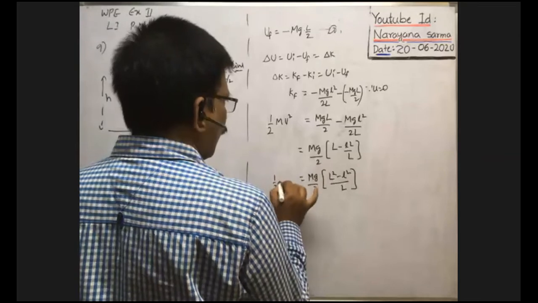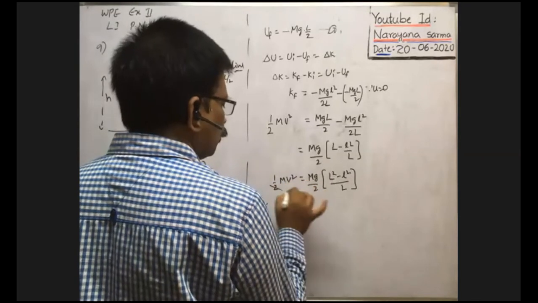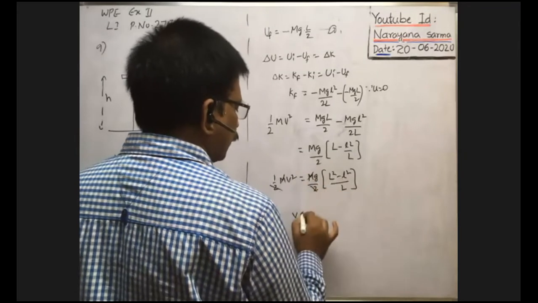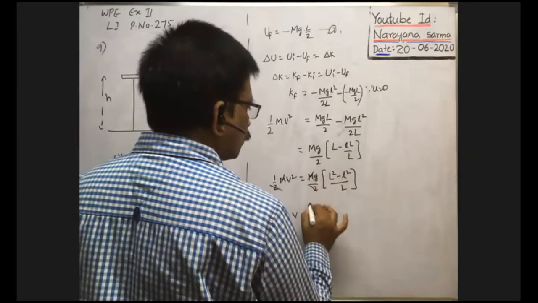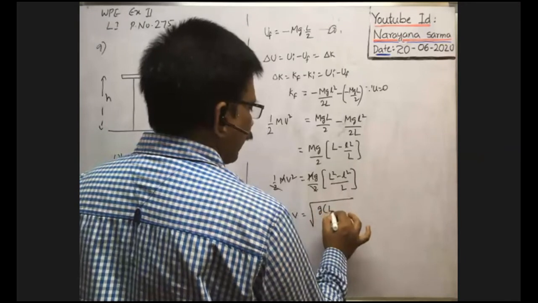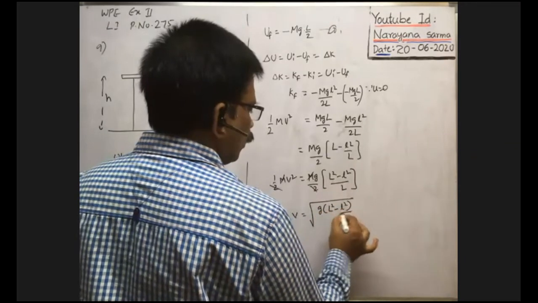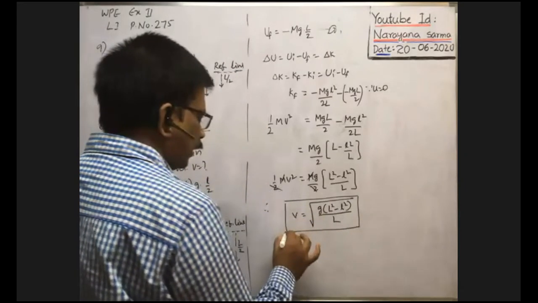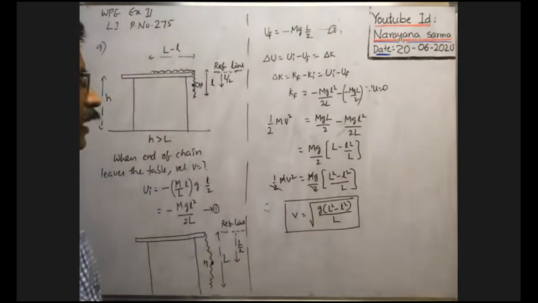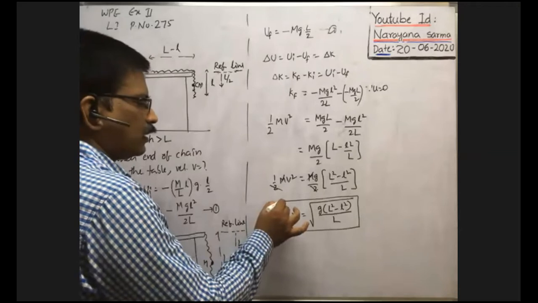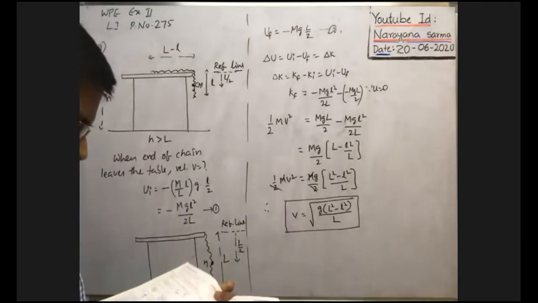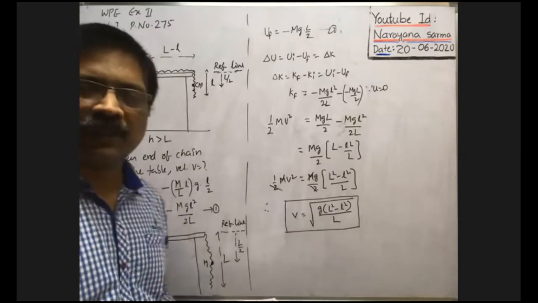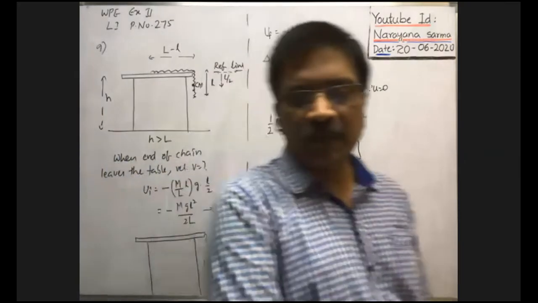this is equal to half mv square value. Here 2 cancel, cancel. Therefore, what about v square? V square is equal to g into something, or v is equal to root g into capital L square minus small l square whole by capital L. This is the formula for velocity of the chain at the instant whenever the chain leaves the edge of the table. So root g into capital L square minus small l square by capital L. That is the answer. So option 3 is correct.